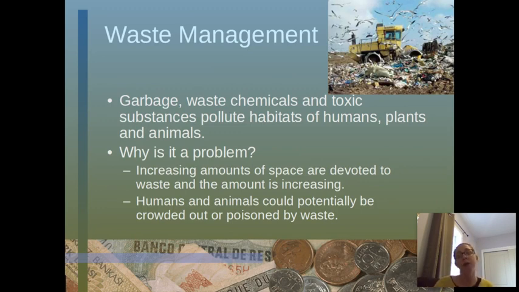We produce a lot of trash, garbage, waste chemicals, toxic substances, which can all pollute food and water and other inhabitants for humans and animals. We need more and more space to create these landfills and deal with the waste. We could be poisoned by this. It's happened before where toxic chemicals were not disposed of properly, and then this has led to people getting very sick, even cancer. And so as our population grows, this will become more and more of a problem if we're not able to reduce our waste or figure out a more manageable way to deal with this.